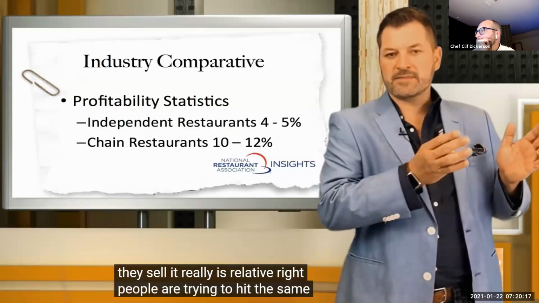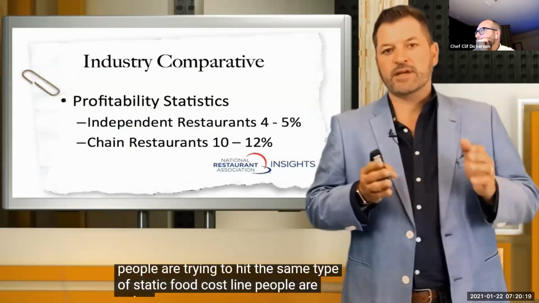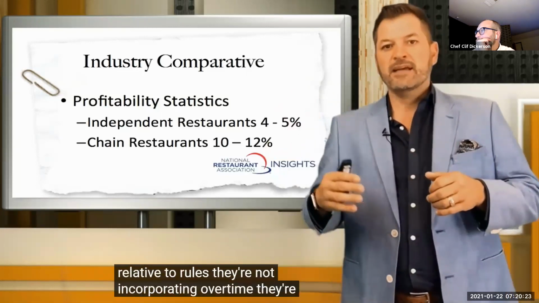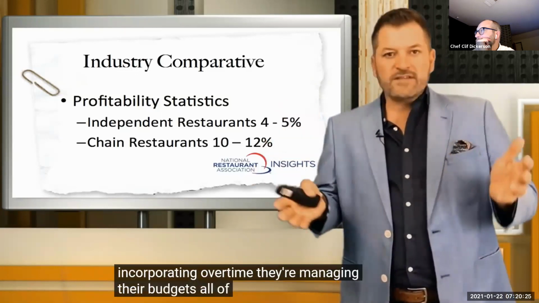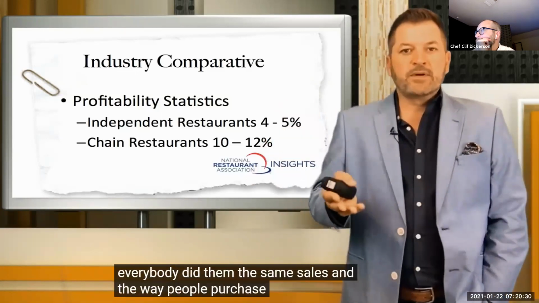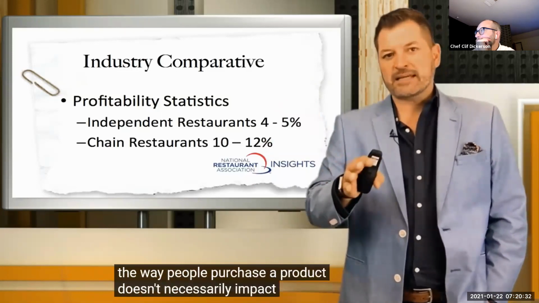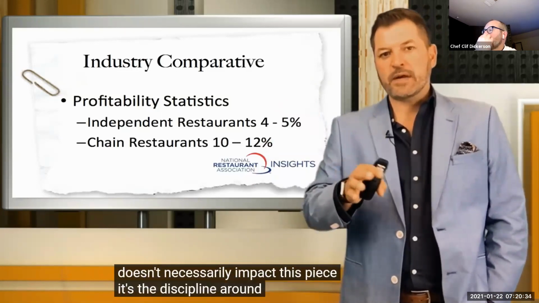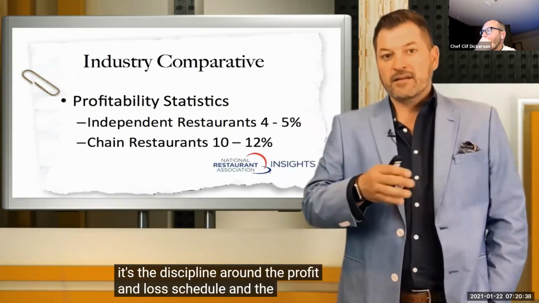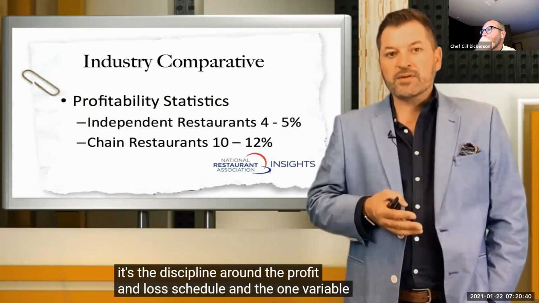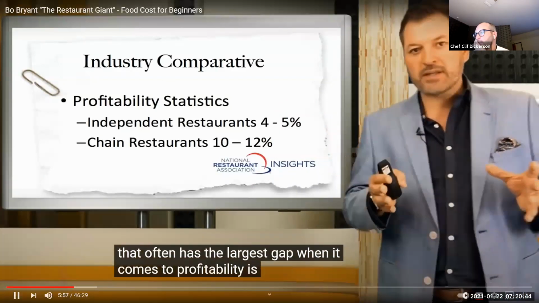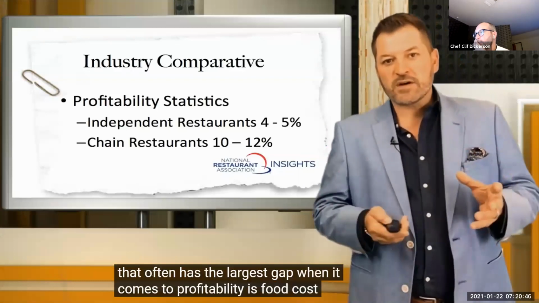People are trying to hit the same type of static food cost line. People are trying to hit the same type of labor relative to rules. They're not incorporating overtime. They're managing their budgets. If everybody did all of these things the same, sales and the way people purchase their product doesn't necessarily impact this piece. It's the discipline around the profit and loss schedule, and the one variable that often has the largest gap when it comes to profitability is food cost.